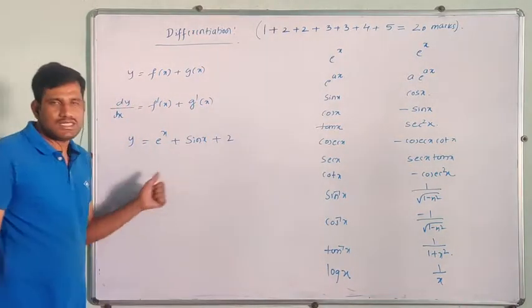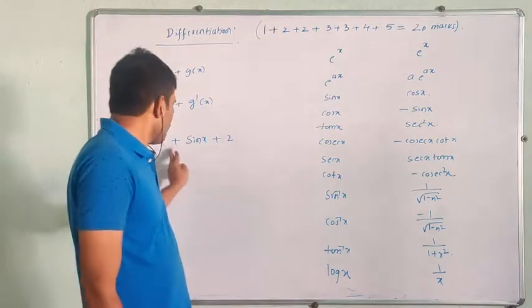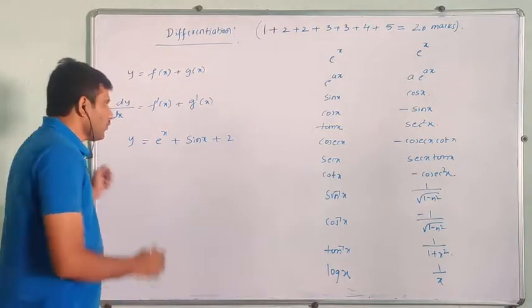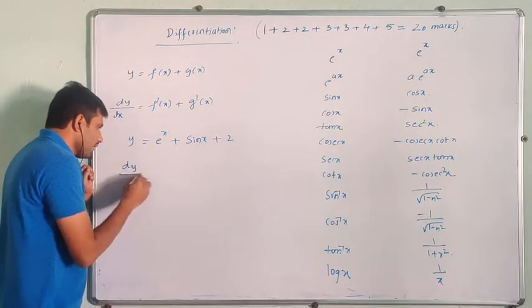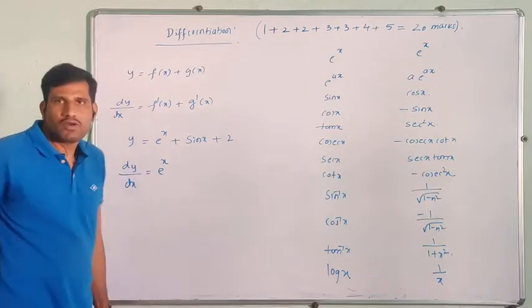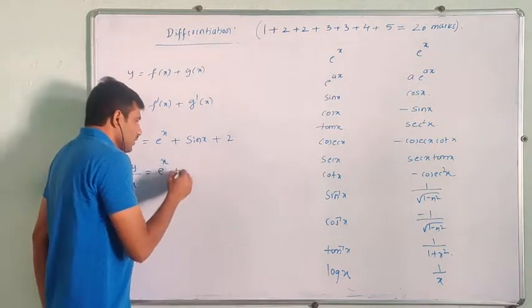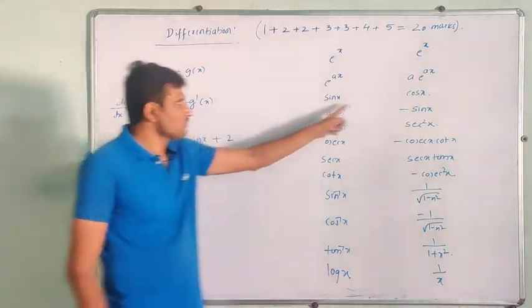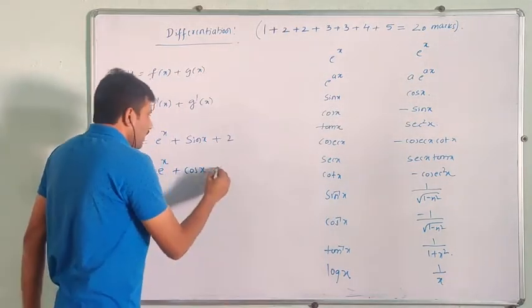Let us say this is a given function. It is the sum of 3 functions, that is e raised to x, sin x and a constant term. Then how to differentiate this? dy by dx. Already told you what is the derivative of e raised to x? The derivative of e raised to x is e raised to x, plus the derivative of sin x, which is cos x, plus the derivative of 2.